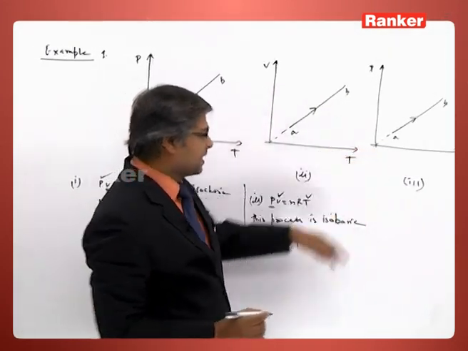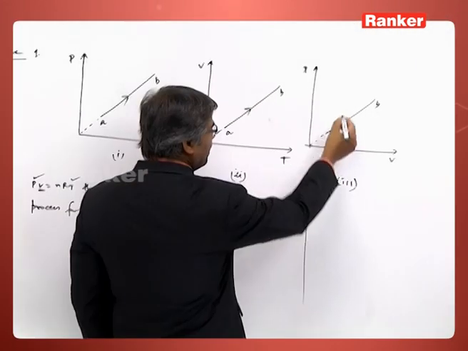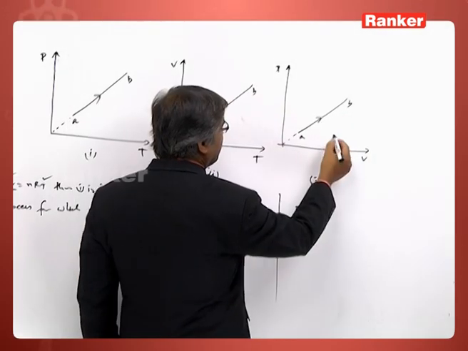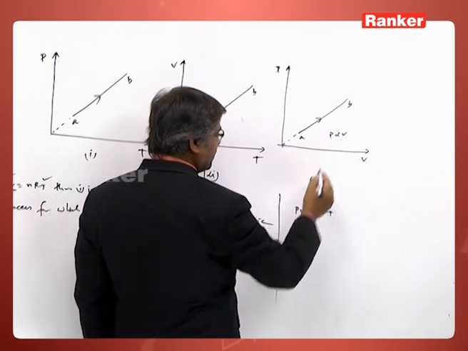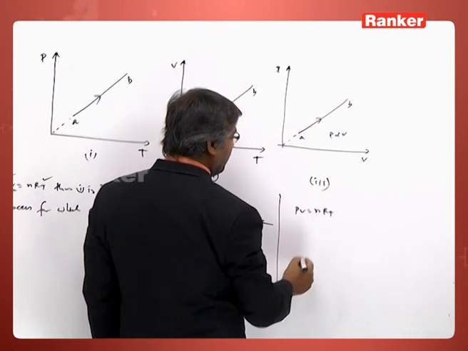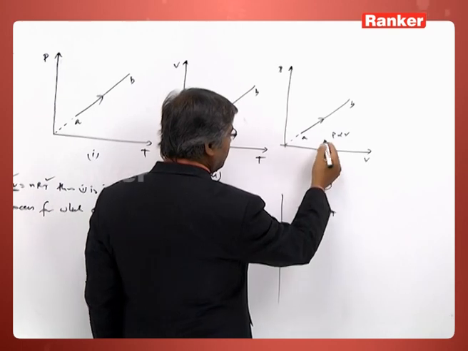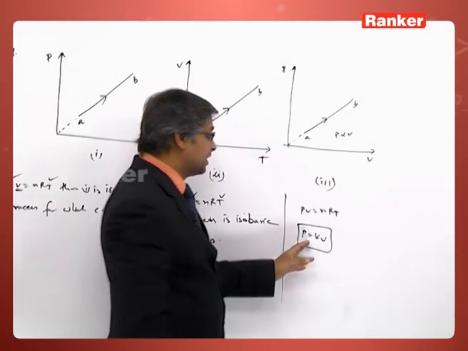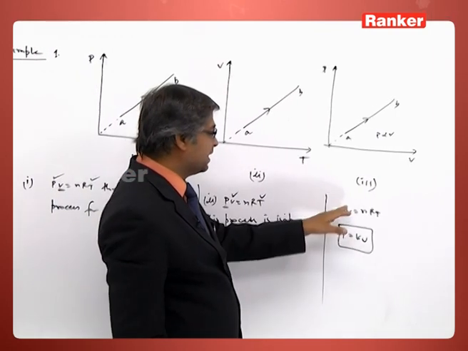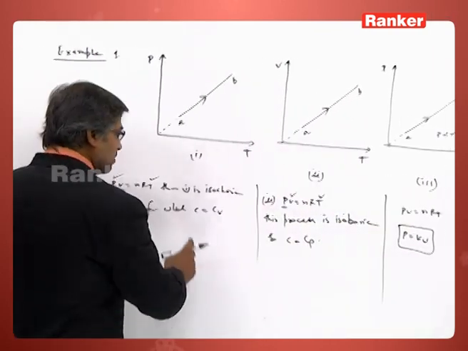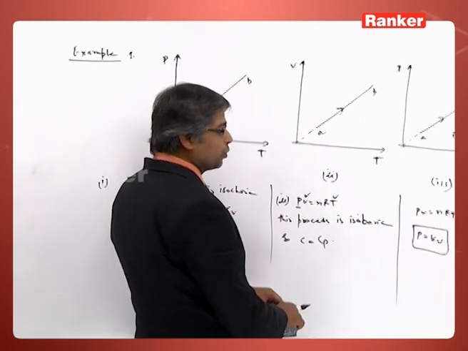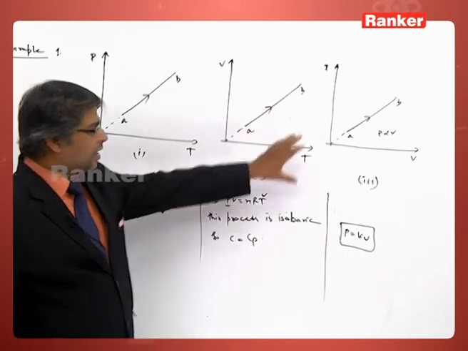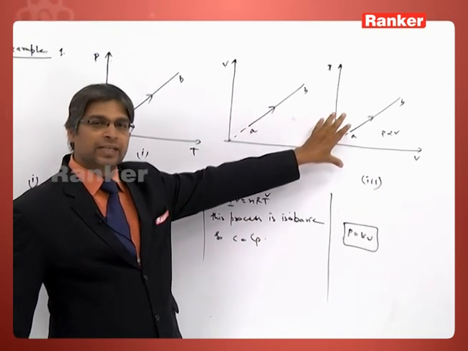Now come to this process. Here PV is equal to nRT, and you can see P is proportional to V. That means here the process is P is equal to KV. We didn't have any simple process like isobaric or isochoric here. This is the process. Now let us see how to calculate the specific heat for this third one.